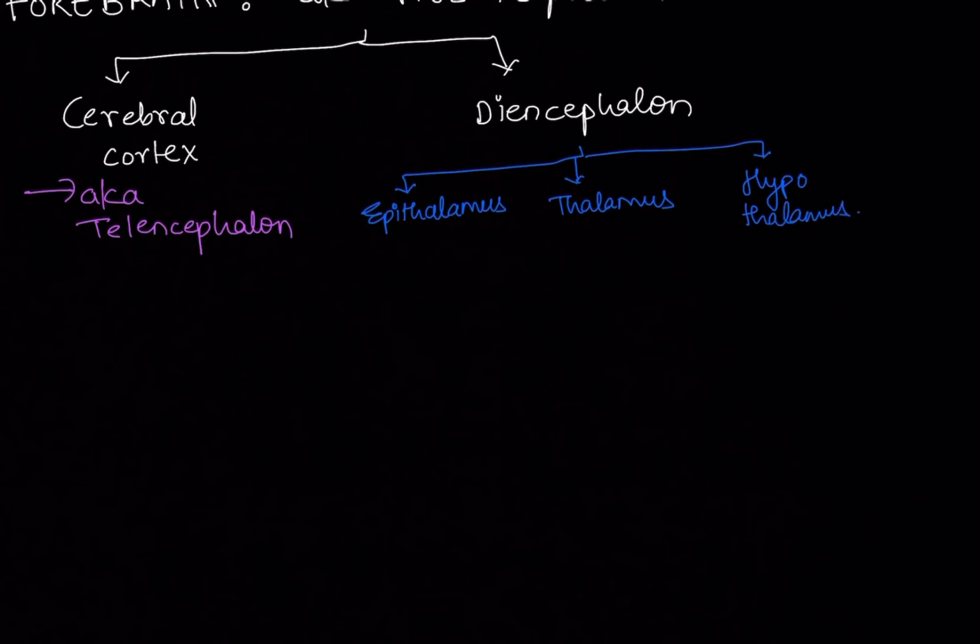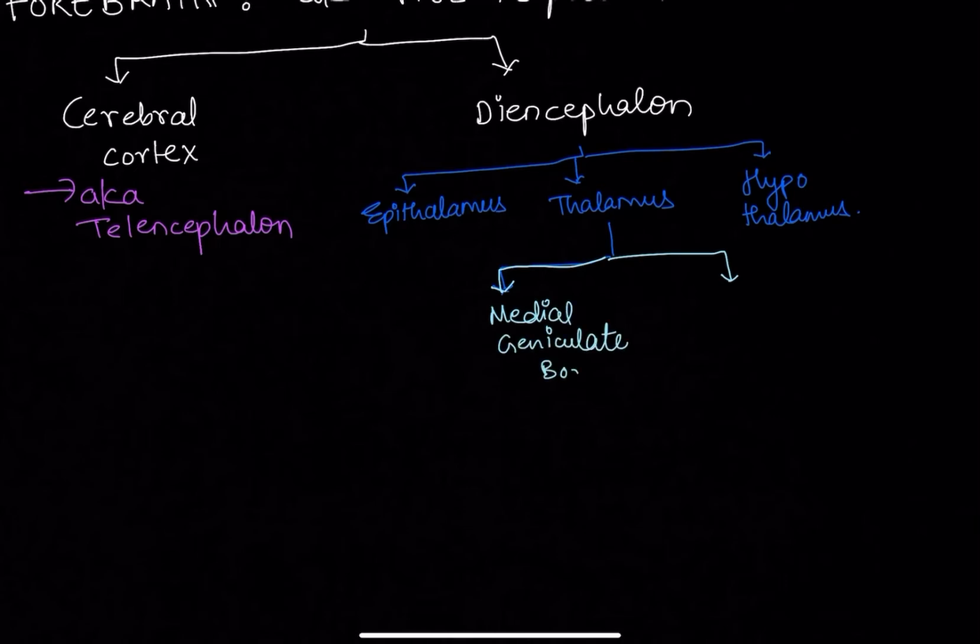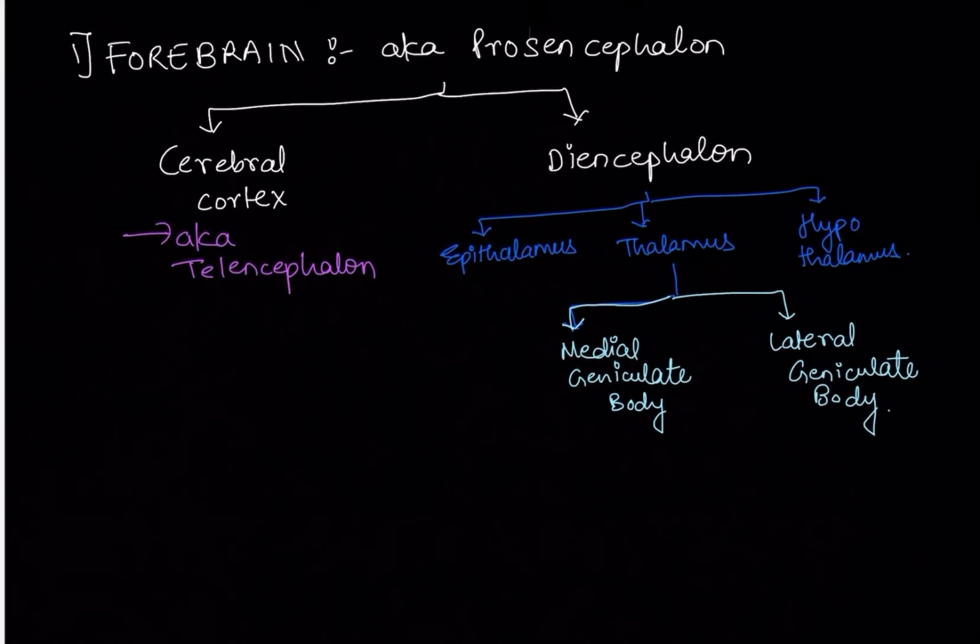Now this thalamus is having a relay center. It is having relay centers, that is the medial geniculate body and the lateral geniculate body. These are the relay centers, okay? Medial geniculate body and lateral geniculate body. I'll be explaining this in just the next few minutes, okay? Now first let's move on to the midbrain.